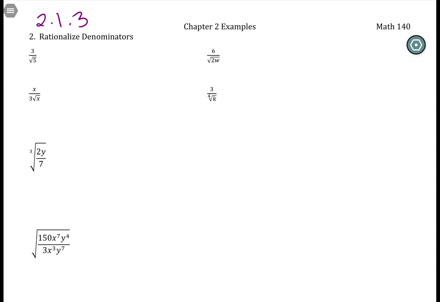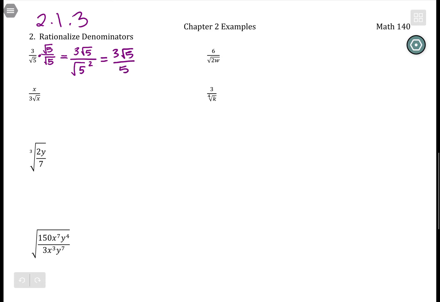So for 3 over root 5, we've already done these, but again, I wanted to start here because it's the exact same idea with the other ones. If I want to make the denominator into root 5 squared, I'm just going to multiply by another root 5. If I don't want to change the value of the fraction, I'm going to do it to the top as well. So I'm going to get 3 root 5 over root 5 squared. Or you can write it like this if you like that as well. Either way, what we should get is 3 root 5 over 5.